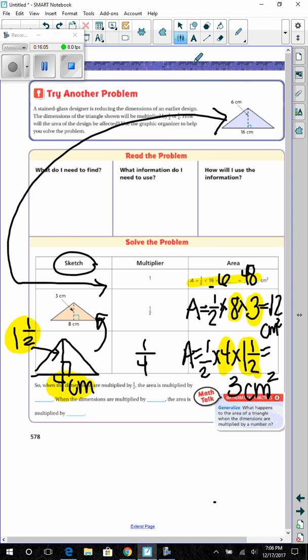Okay. So when the dimensions are multiplied by 1/2, the area is multiplied by 1/4. When the dimensions are multiplied by 1/4, the area is multiplied by 1/16.